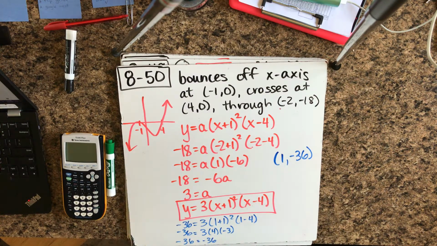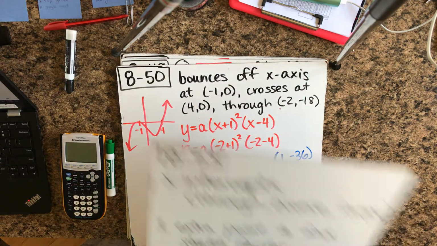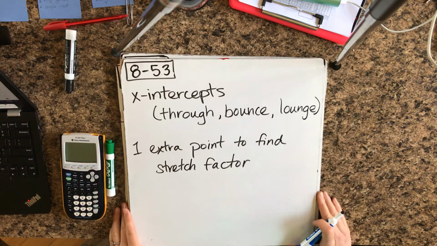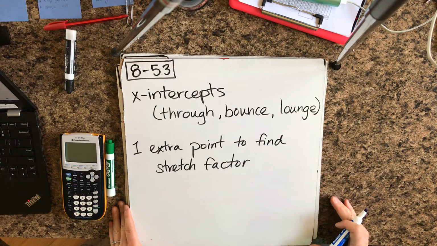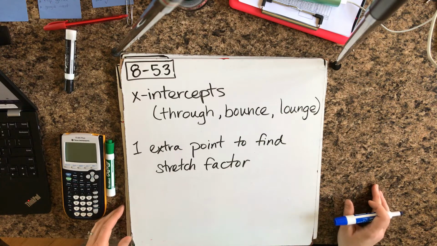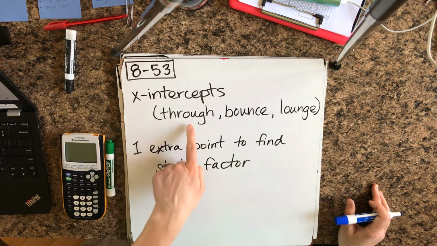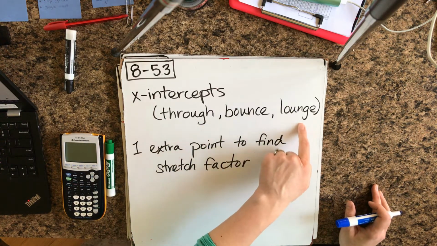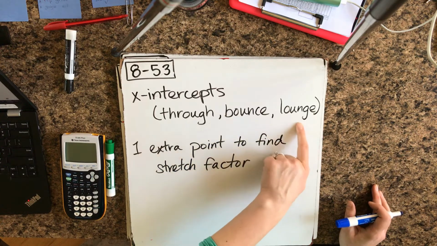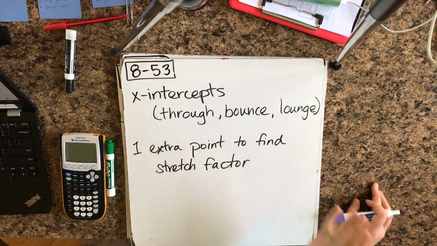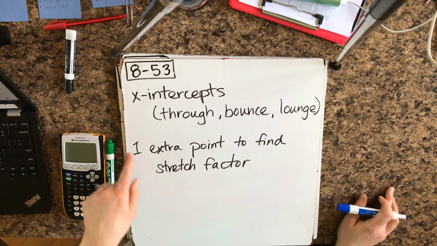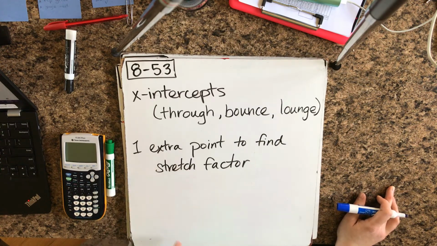Okay? Last one, 8-53, is asking what information about a graph of a polynomial function is necessary to determine the exact one correct equation. Okay? And the exact one correct equation, you need to know the x-intercepts, and you also need to know at the x-intercepts, is it going through, does it bounce, or does it lounge? Because that will make your factor squared or factor cubed. I'm not really worried about higher exponents at this point. Okay? You also need one extra point in order to find that stretch factor.